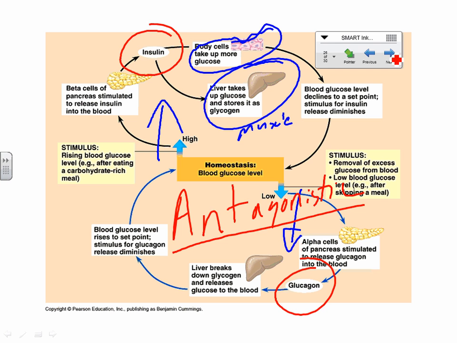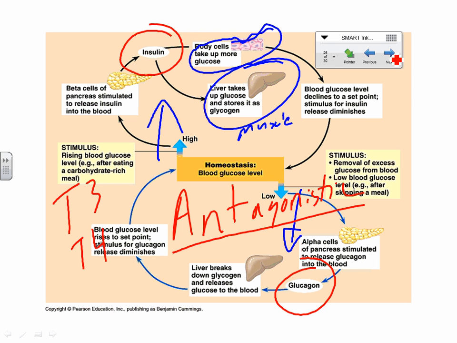Antagonistic hormones. All about maintaining homeostasis. A couple of other hormones that I want you to be familiar with. Your throat. What's the gland in your throat? Thyroid. And it makes two main hormones. Anybody tell me what those two hormones are? Yeah, T3 and T4.